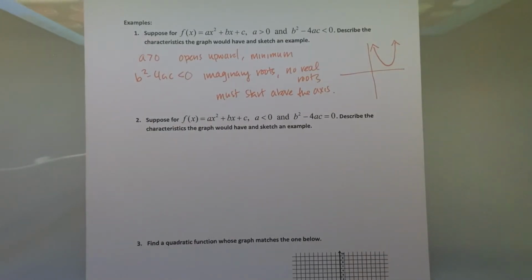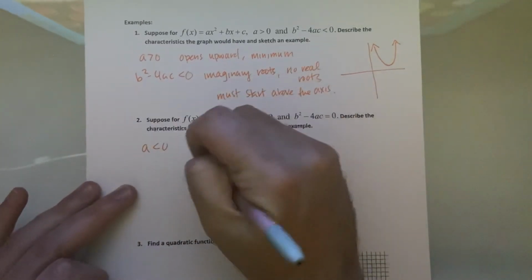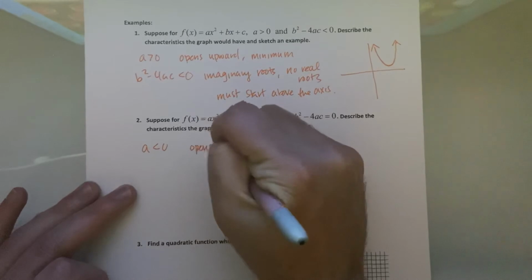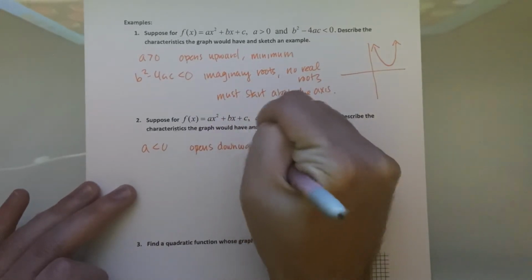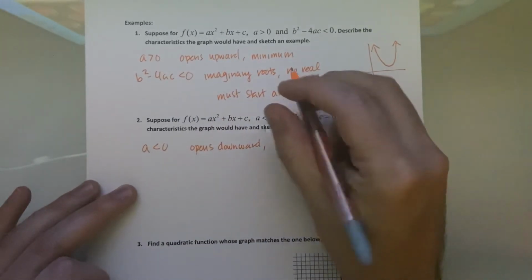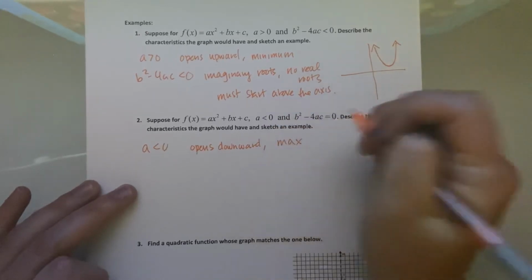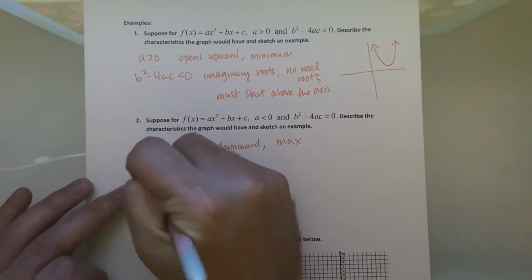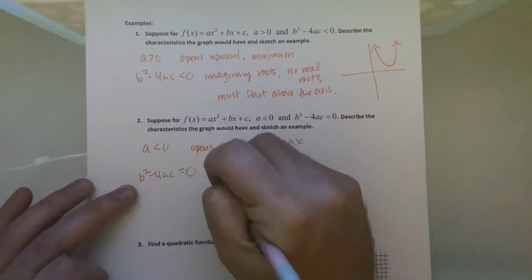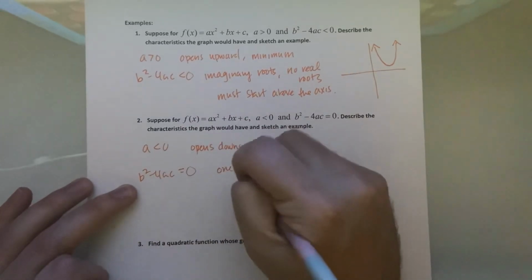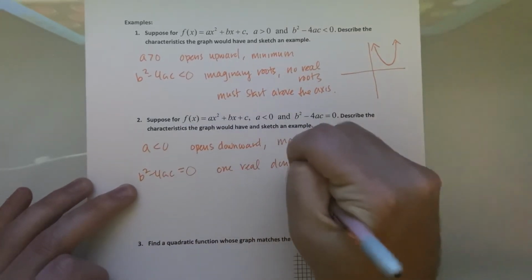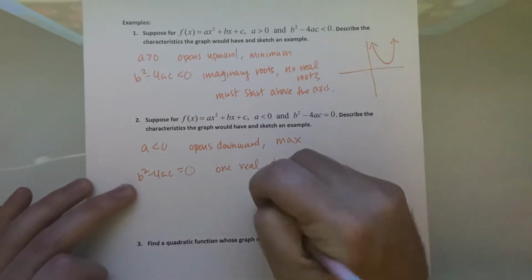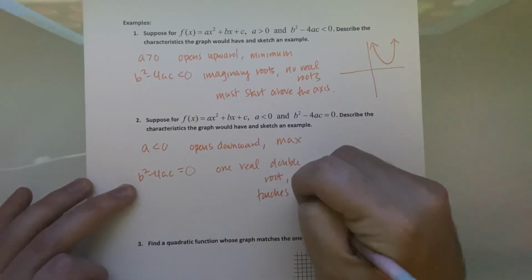Suppose f of x equals ax squared plus bx plus c. For a is less than 0 and b squared minus 4ac equals 0, describe the characteristics. A less than 0 means we have opening downward. And if it opens downward, it has a max. The vertex is a maximum. B squared minus 4ac equals 0 means we have one real double root, and it touches but does not cross the axis.